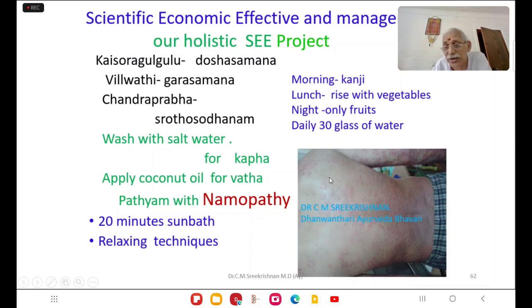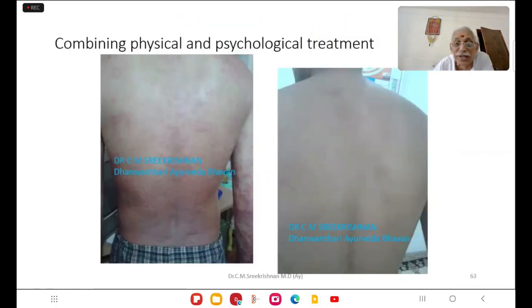And as pathya, he should chant the Namah Shivaya mantra 1,000 times morning and evening, take a 20-minute sun bath, and do a relaxing technique. Morning kanji only, lunch rice with vegetables, night only fruit, and daily 30 glasses of water. This protocol I applied for several people and documented it. You can see the result of combining physical and psychological treatment.